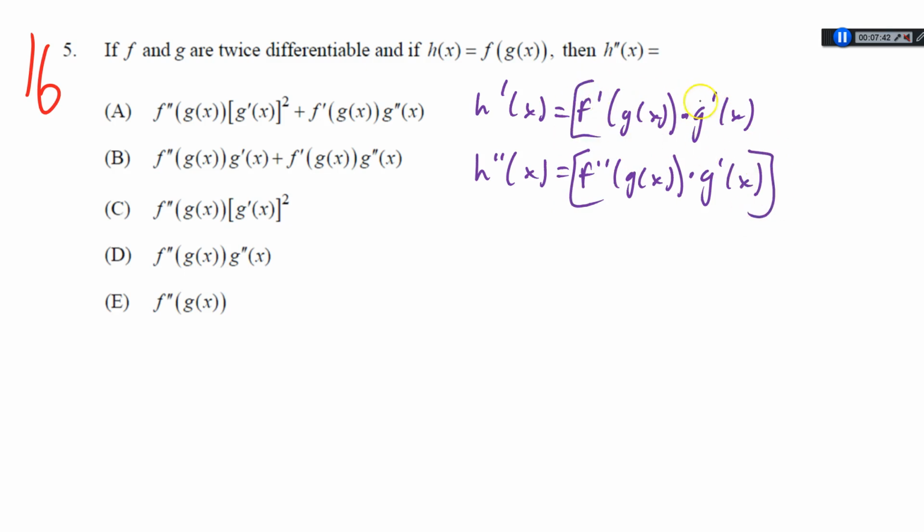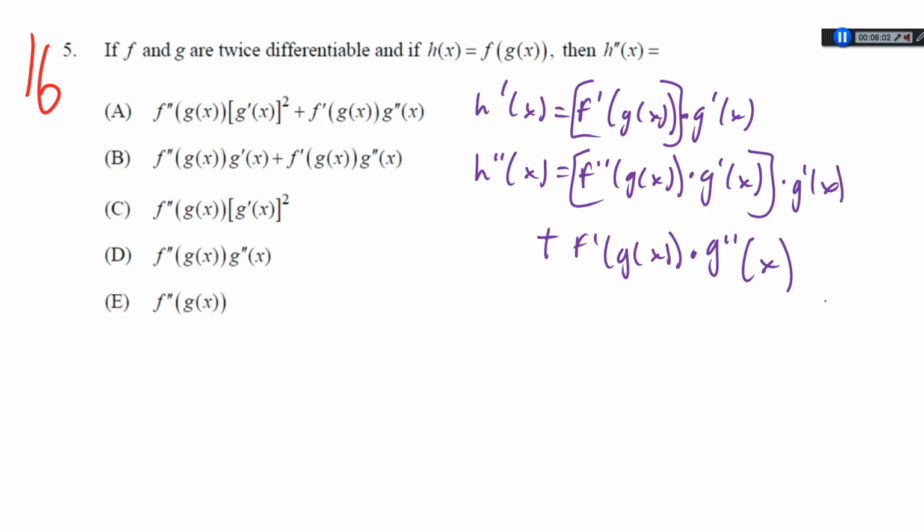This was the derivative of the first part of the function. We multiply by g prime of x. Then we add to that, leave the first part alone, f prime of g of x, and multiply by the derivative of the second one, which is just the second derivative. So we're just stacking derivatives with that g double prime of x.